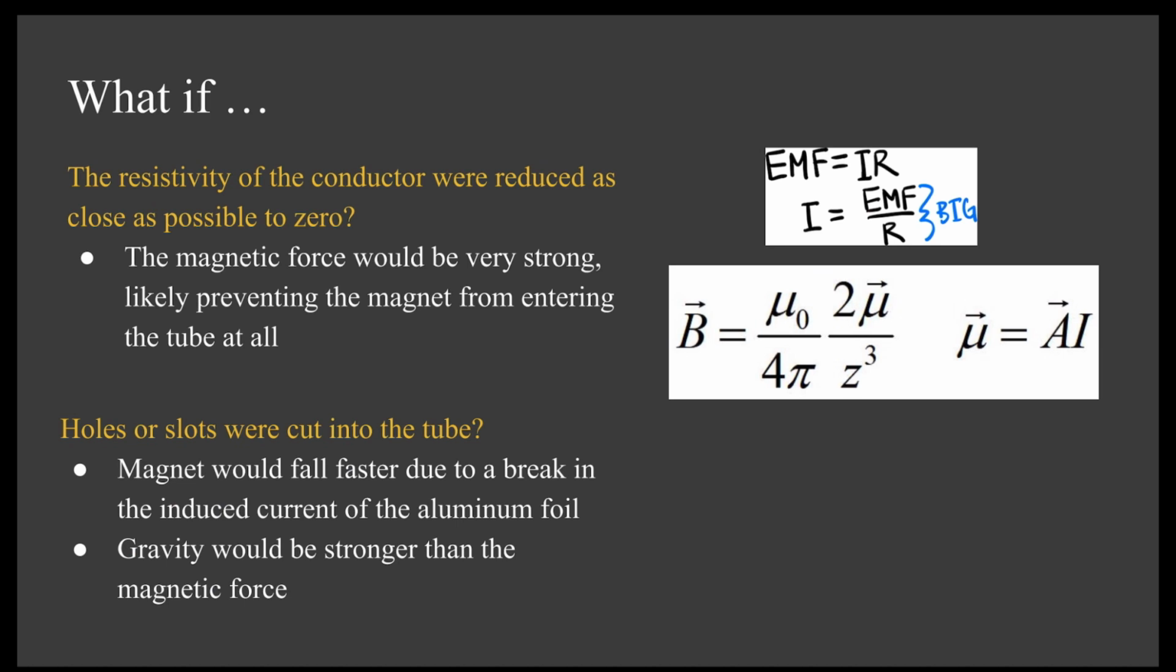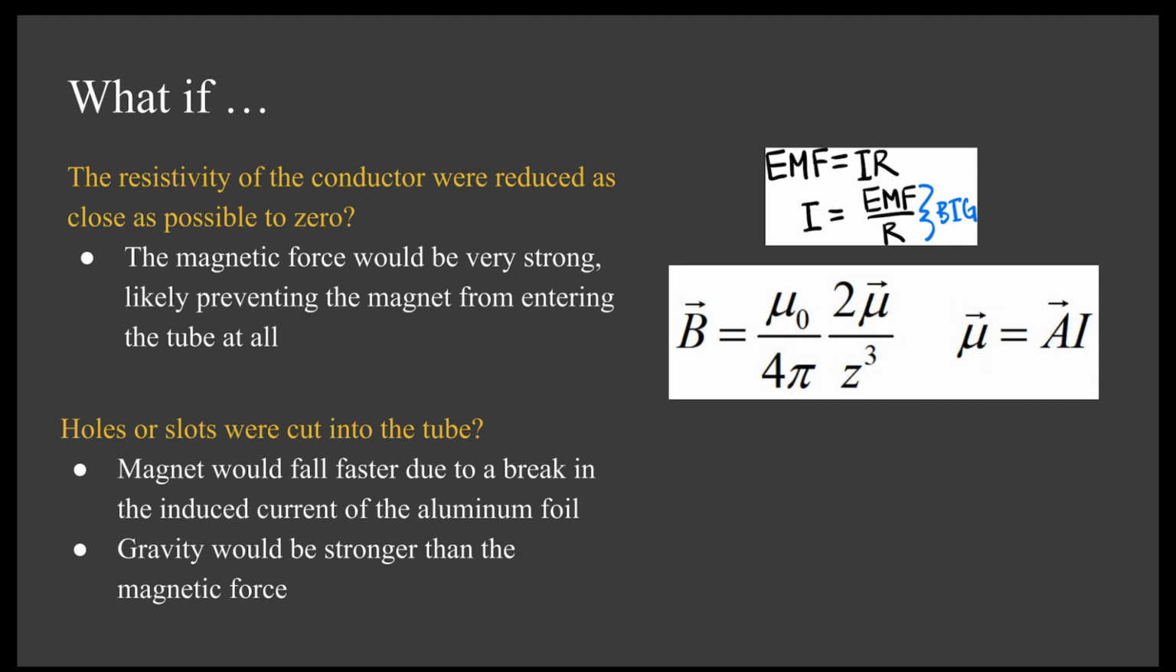What if the resistivity of the conductor were reduced as close as possible to 0? The magnetic force would be very, very strong, likely preventing the magnet from entering the tube at all. This goes back to Faraday's law and Ohm's law. A low resistance means there will be a large current, and a large current means the magnetic field of the bar magnet will be large. Thus, the magnetic force will be very, very strong.